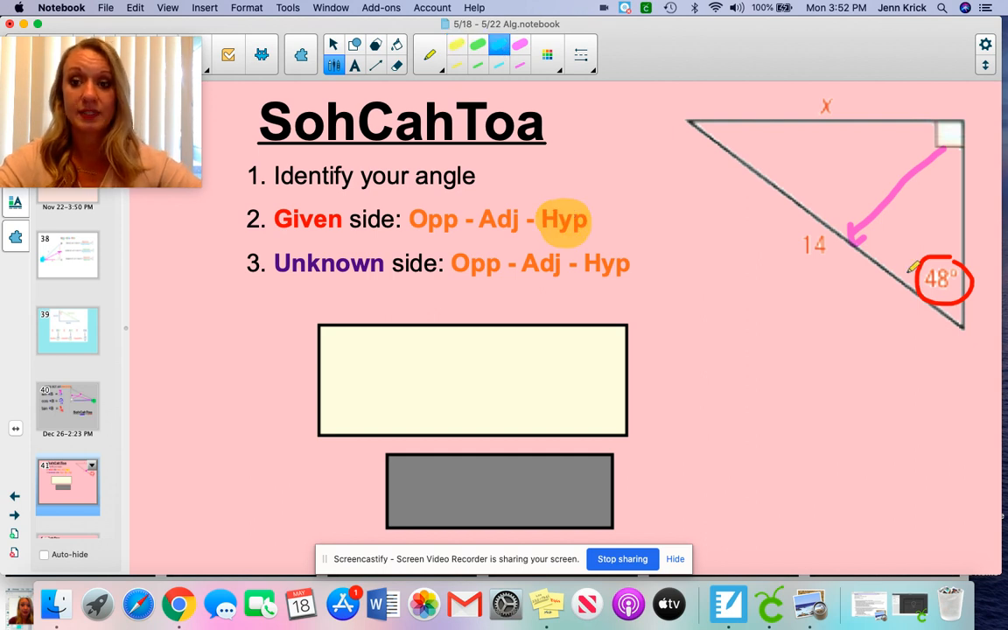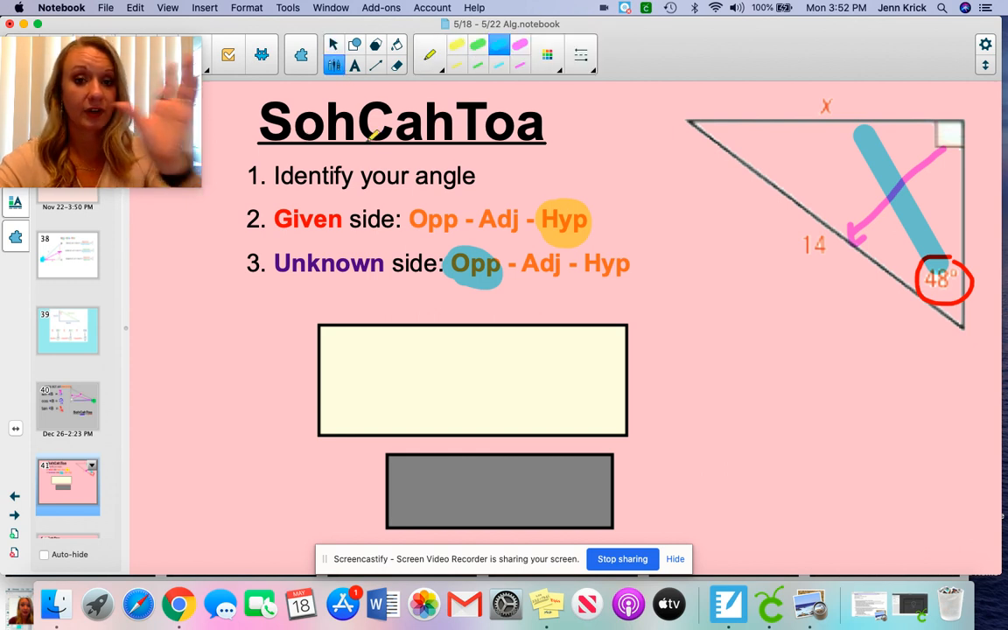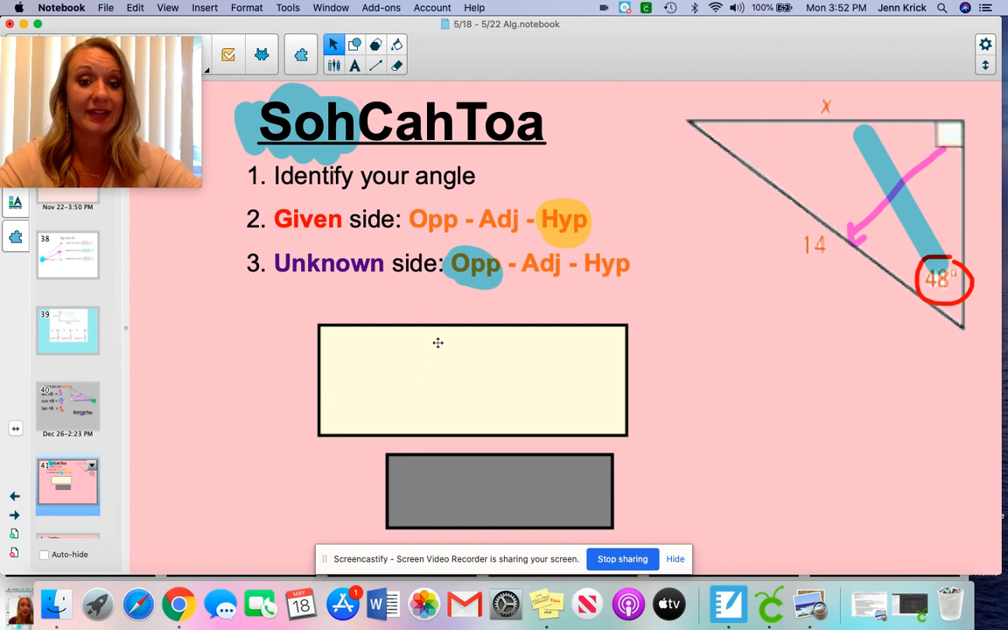Now my unknown side is across from my given angle, which means that it's opposite. So if I have opposite and I have hypotenuse, look at your acronym. What's the only function that has opposite and hypotenuse? It's going to be this part here, and that tells you that you're going to be using the function sine.